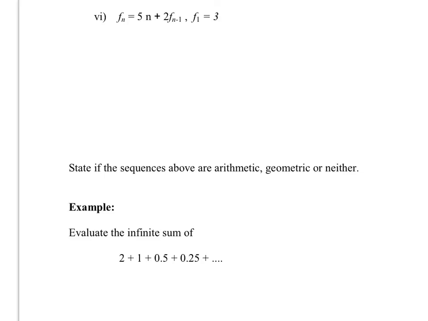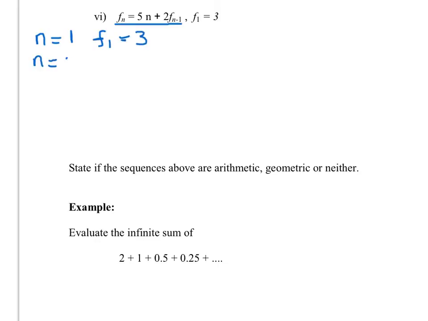Now let's look at the last part of this question. You're given the definition fn is equal to 5n plus twice f(n-1). This is a recursive definition. You have to be given the first term to generate it. So the first term, when n is equal to 1, f1 is given as the value 3.